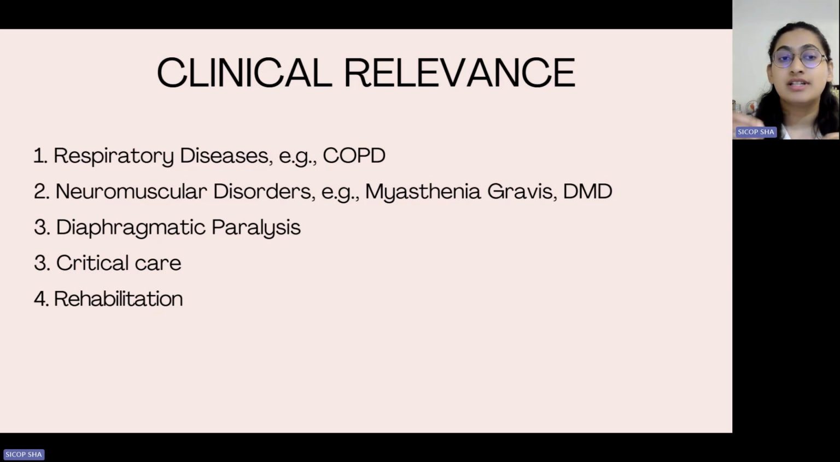Then in terms of critical care, when the patients are on a ventilator, MIP is seen as an important criterion for weaning a patient off of the ventilator. A negative pressure of 30 centimeter H2O is considered as the weaning criterion for any patient. And then when we talk about rehabilitation, it helps us to prescribe inspiratory muscle trainers. Along with that, it also helps us understand if the physiotherapy rehabilitation that we are going for is effective in a patient or not.